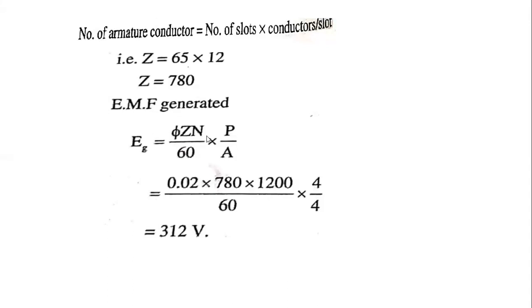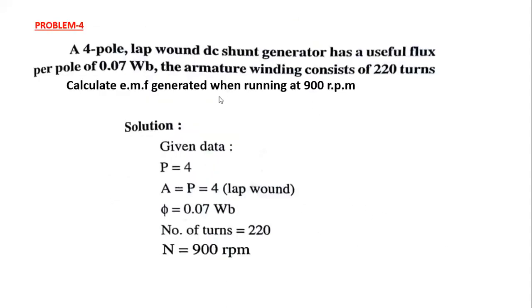Then Eg is equal to pi Z N by 60 into P by A, where P is the number of poles and A is also the number of poles, that is 4 by 4. Then the generated EMF Eg is equal to 312 volts. Understand? Next, coming to the next model in the generated EMF equation.